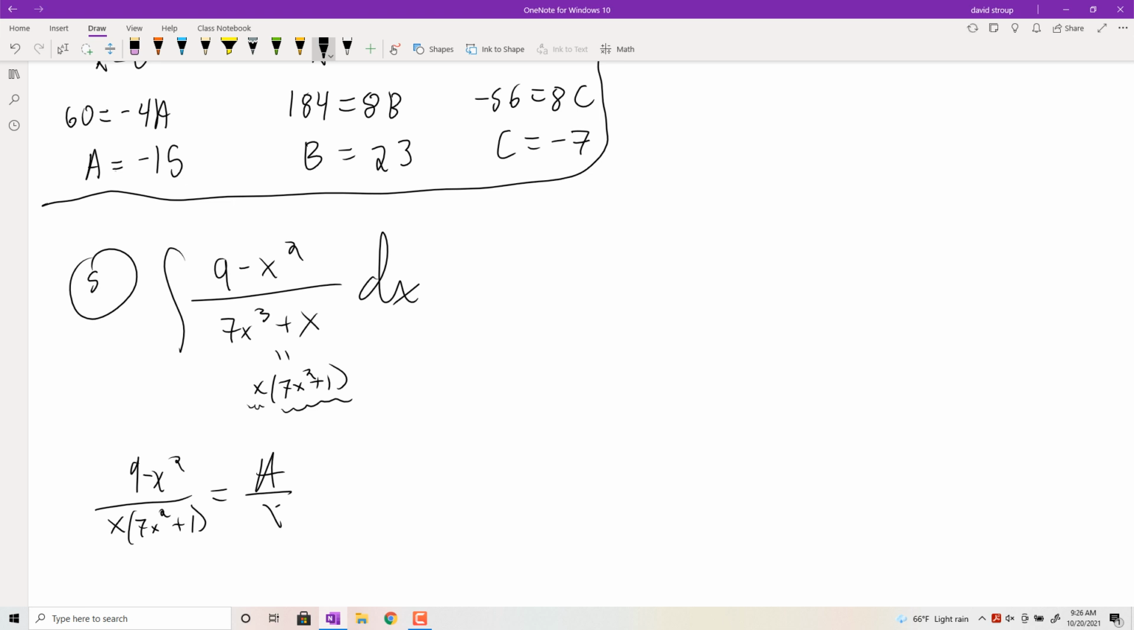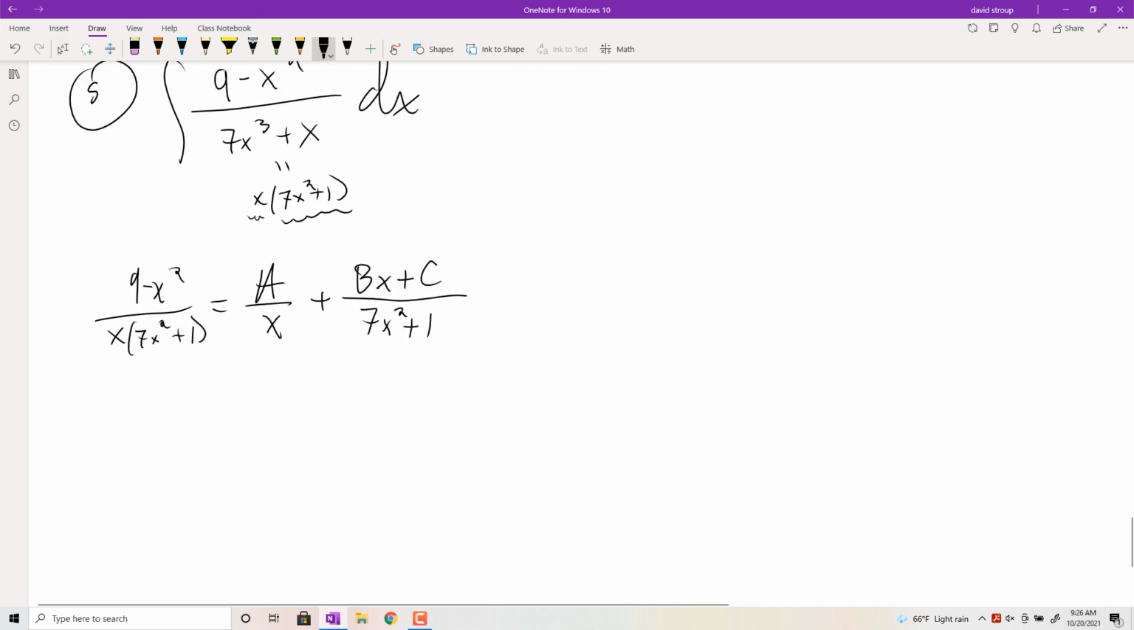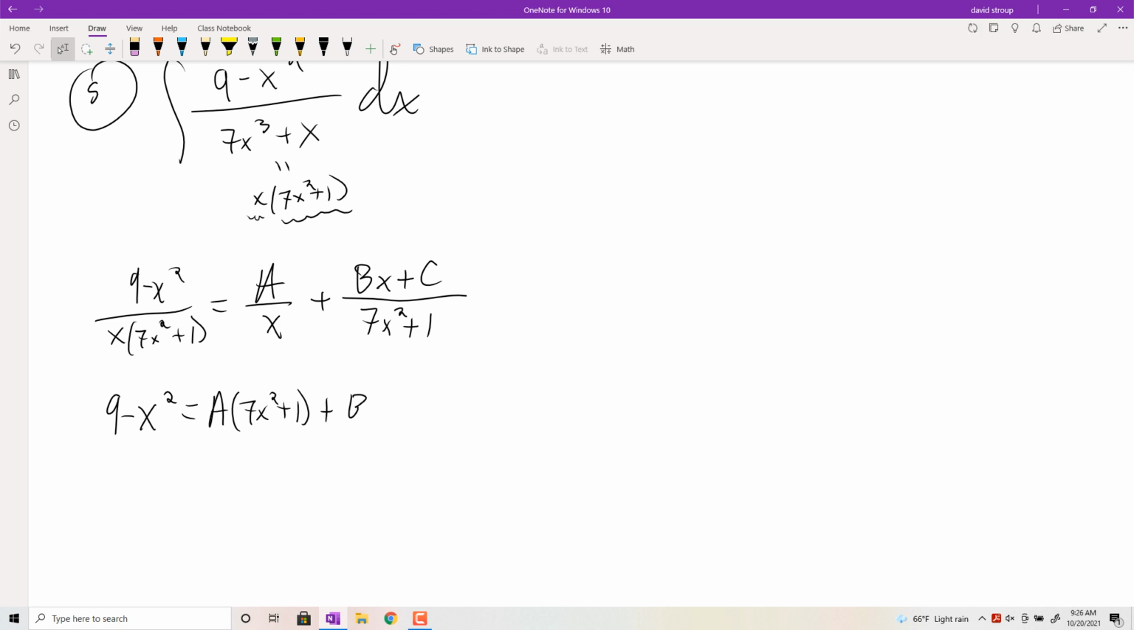So there's a over x from the linear, and then from the irreducible quadratic in the numerator, you have to put bx plus c. Okay, so 7x squared plus 1 in the denominator. Multiply through to get rid of the denominators by x times 7x squared plus 1. On the right, you'll have a times 7x squared plus 1 left, plus bx plus c, and just the x will be left there. We'll have 9 minus x squared equals 7ax squared plus a plus bx squared plus cx.